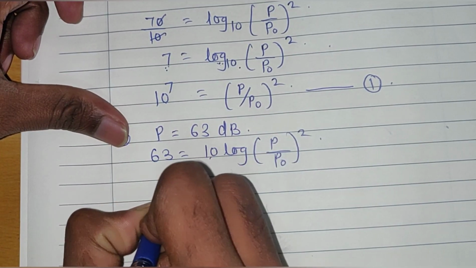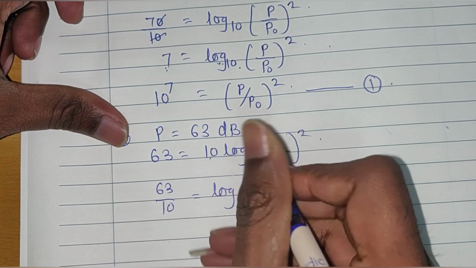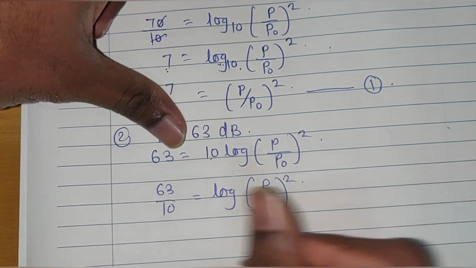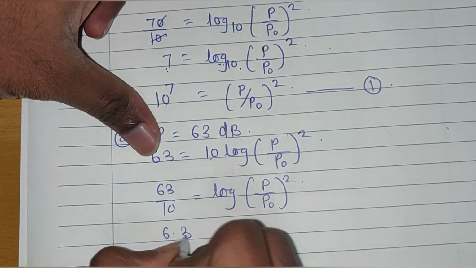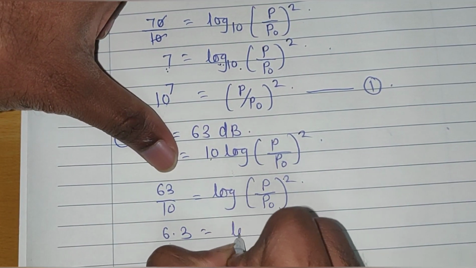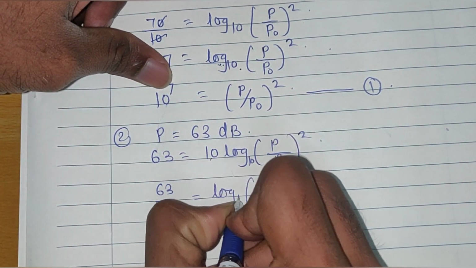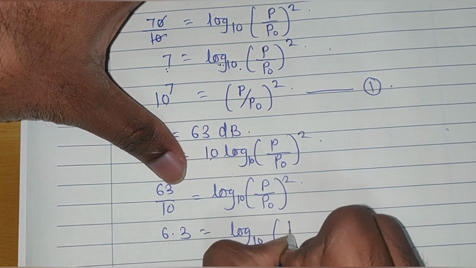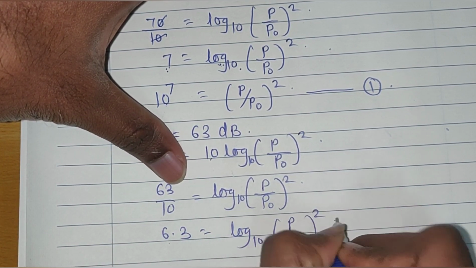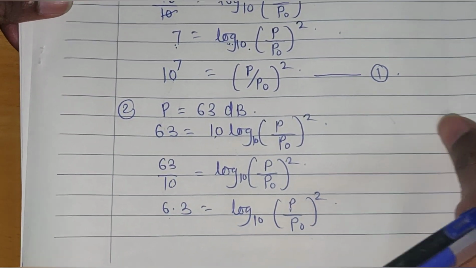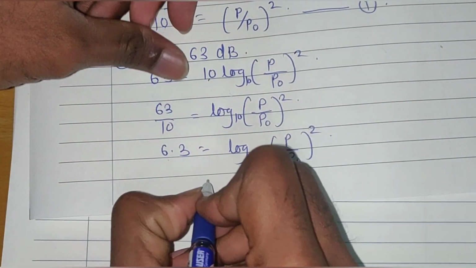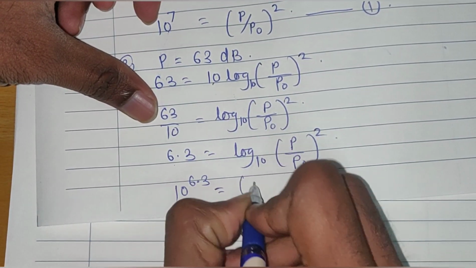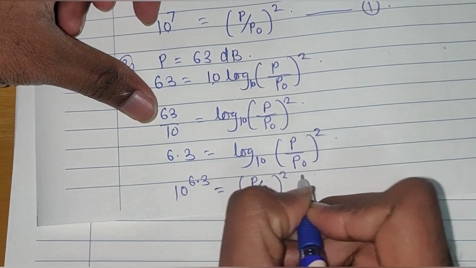Then 63 upon 10 is equal to log of (P upon P naught) whole square. Then 6.3 is equal to log to the base 10 of (P upon P naught) whole square. Again, by using the properties of log, you will get 10 to the power 6.3 equal to (P upon P naught) square.